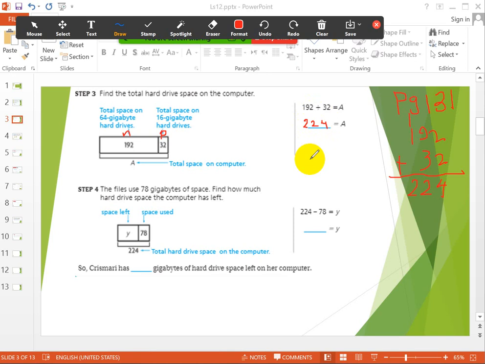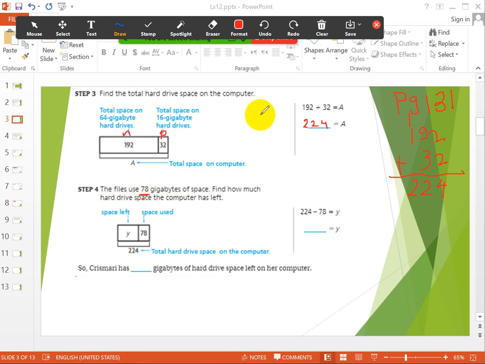Okay, so now the last step. I want you to focus with me in this step. The files, maybe I have word files and game files and etc. I have files and I want to save those files on my computer. The files use 78 gigabytes, so I need 78 only to save my files.